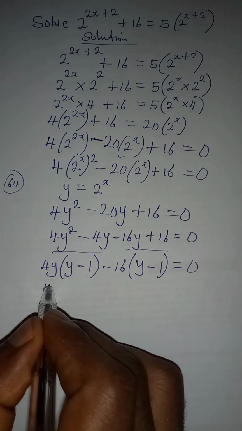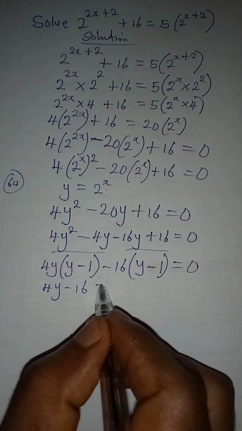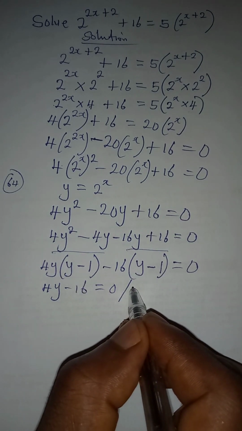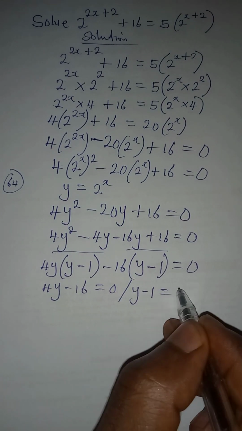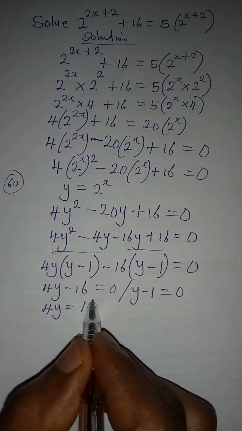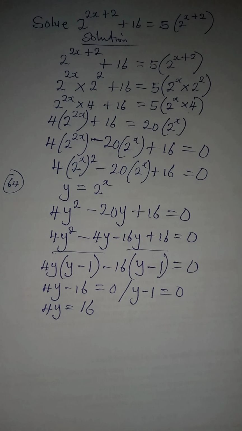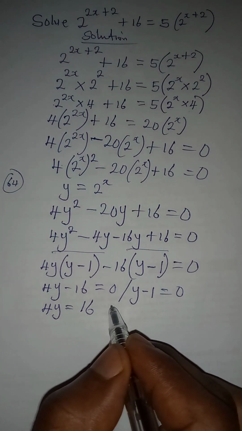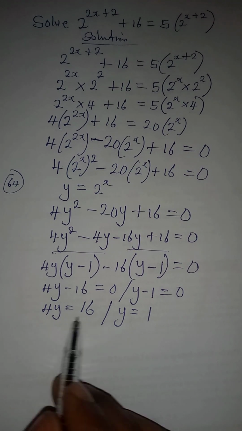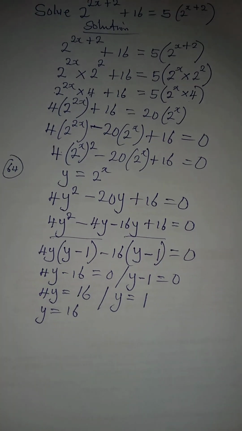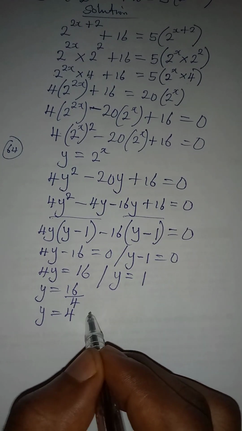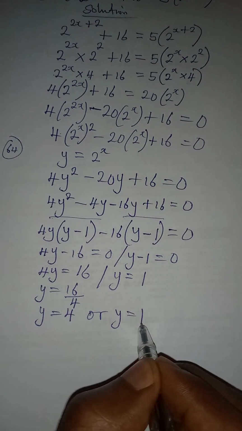So I'll have that 4y minus 16 is equal to 0, or since these ones in the bracket are the same, pick one of them, and that will be y minus 1 is equal to 0. So from here, we'll say that 4y will be equal to positive 16, because this negative 16 goes to the right hand side to become positive 16. Or if I go to this side, I'll have y equal to 1. But I can still work on this so that y will be equal to 16 over 4. So y here now will be equal to 4, or on this side, y is equal to 1.